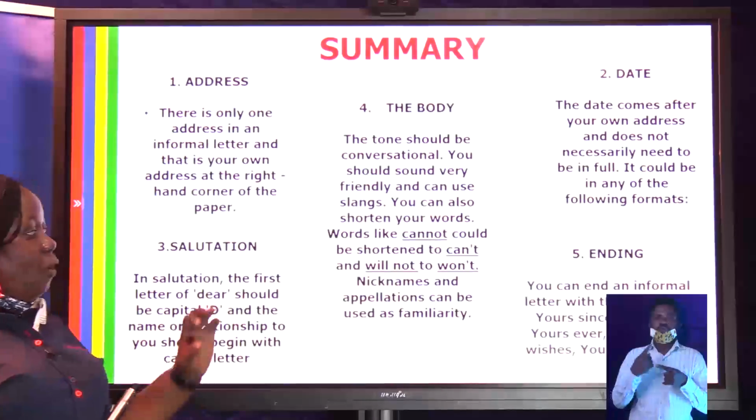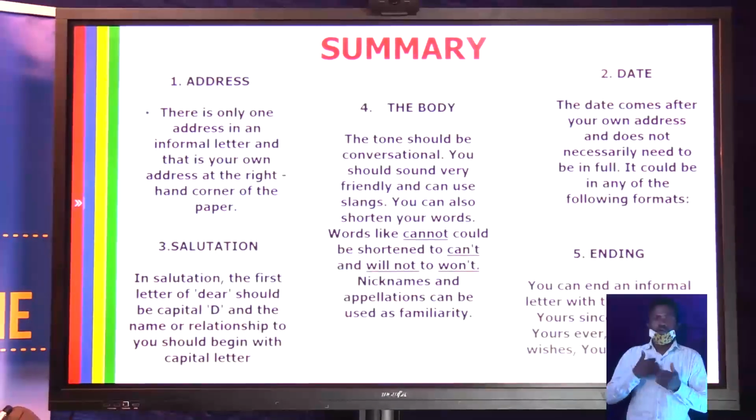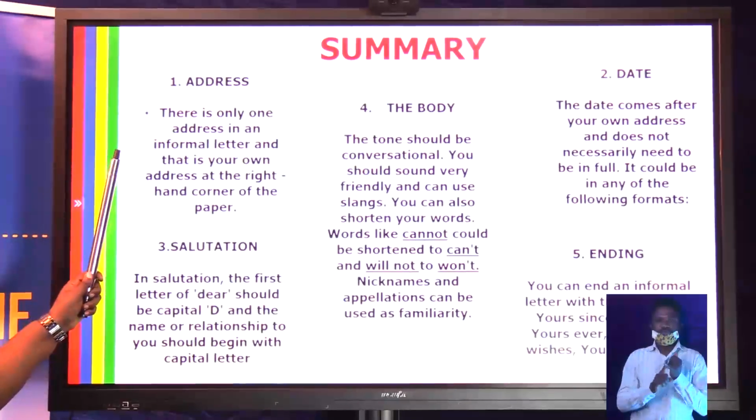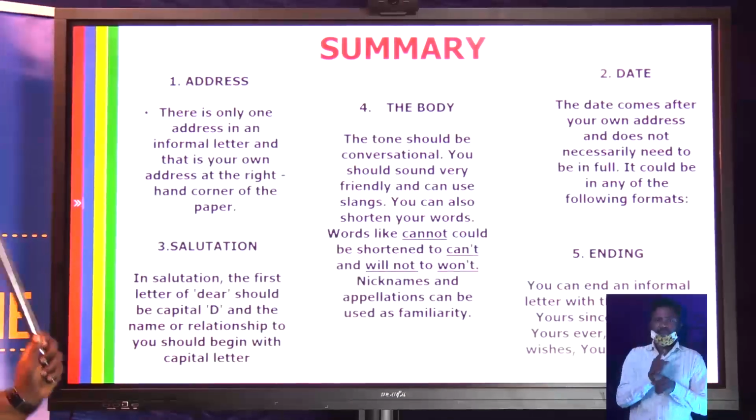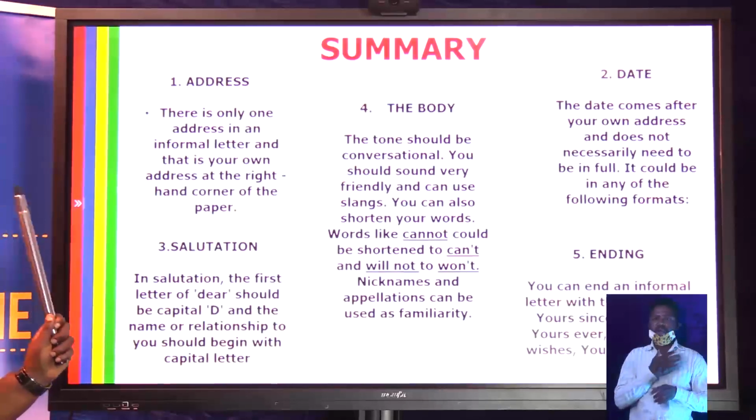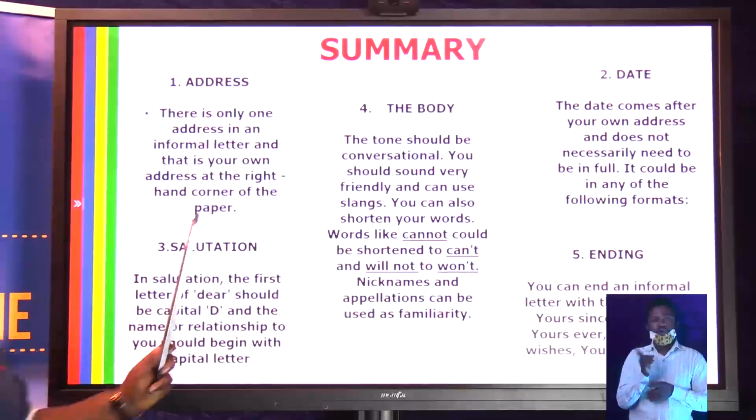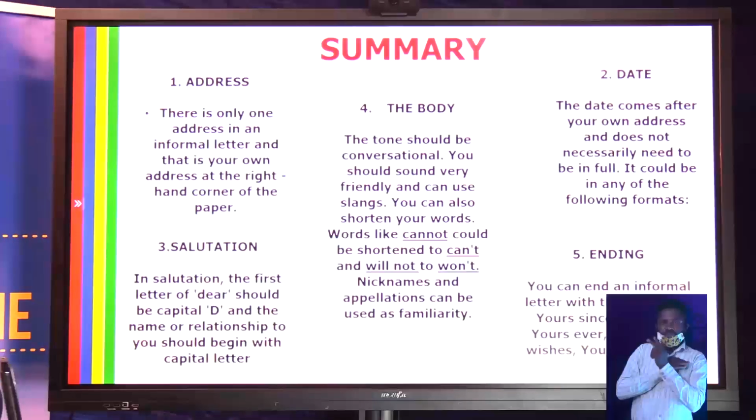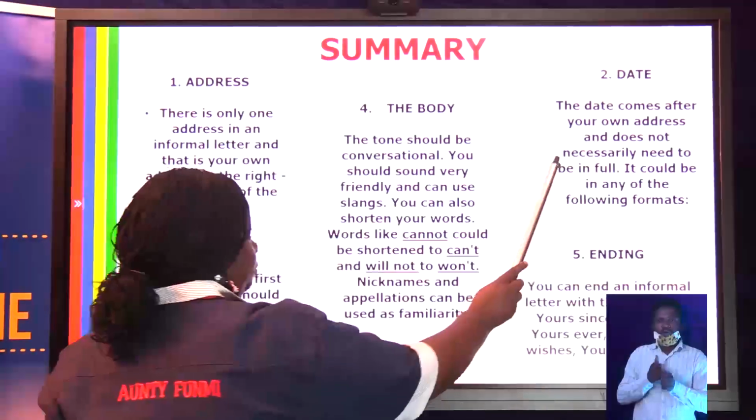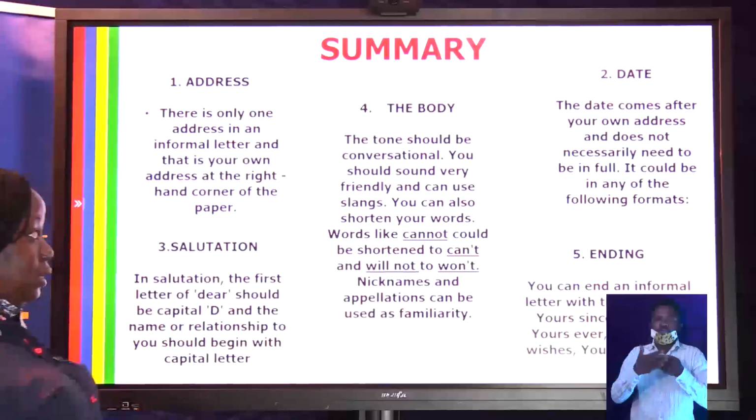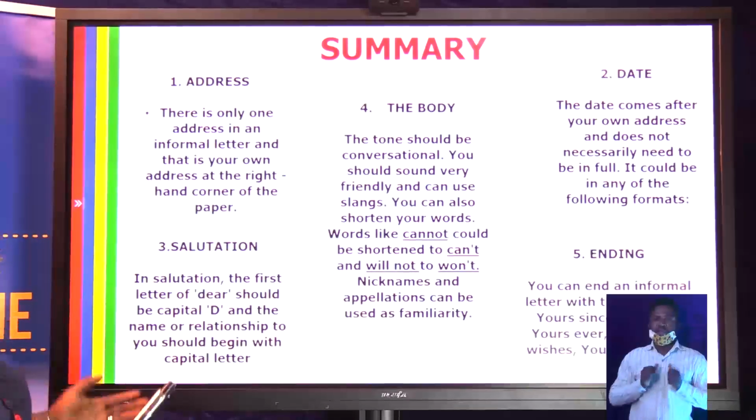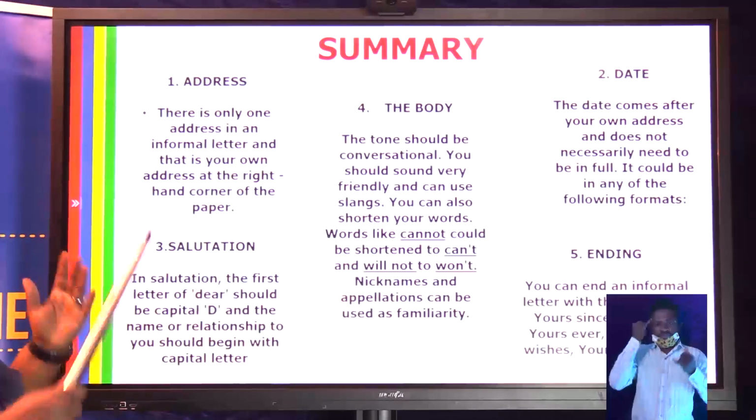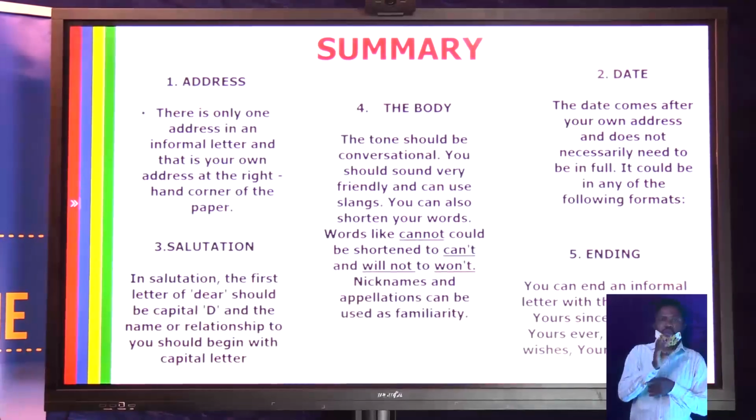Now to the summary of all we've been discussing. The address. Don't forget there is just one address, and that is your own address. It is located at the right-hand corner of the paper, followed by the date. The date comes after your own address and does not necessarily need to be in full. It could be in any of the formats that I've told you before.